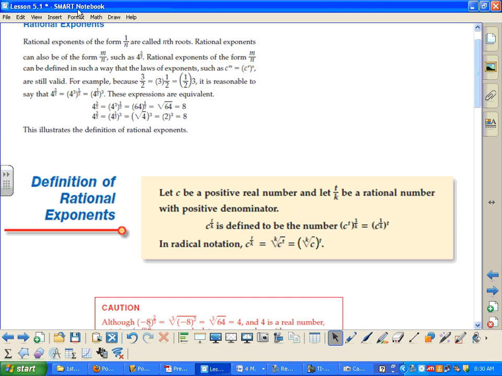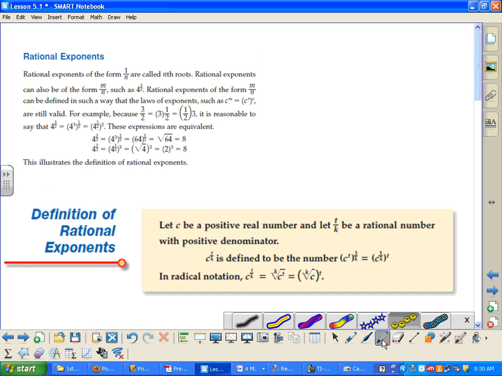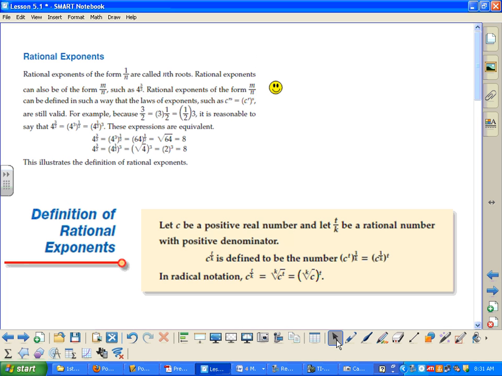Rational exponents. So basically all rational exponents are is where we're going to take our exponents and write them as fractions, right, to simplify them. So they come in the form of 1 over n, okay, which is called the nth roots. And they also can be written as m over n, like 4 to the 3/2 power. So we're going to be looking at the rules of exponents that we've used in the past, and we're going to be using them with rational exponents.